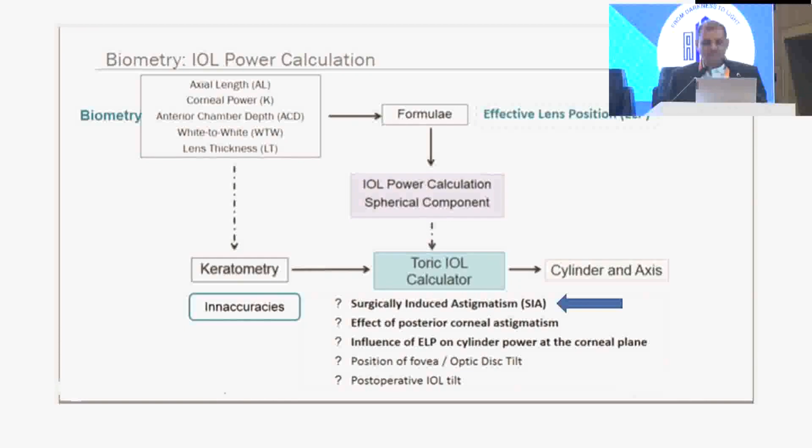So the inaccuracies which we have: one is the surgical induced astigmatism calculation. Still we have some not definitive criteria for the calculation of it. Effect of posterior corneal astigmatism, which is variable in the different eyes. Influence of effective lens position on cylindrical power at the corneal plane, that has to be very well understood, and that has to be incorporated in the Toric calculators. Few things which are coming up are the optic disc tilt factor, and the new thing which is coming up built into the Toric calculators is the postoperative IOL tilt factor. So we'll go in detail of each of them.